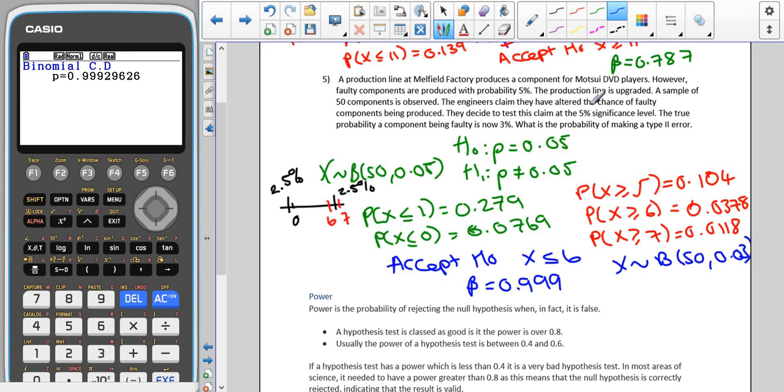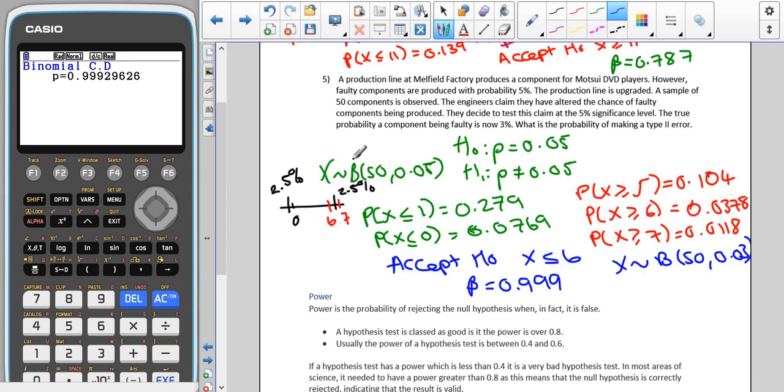Because they just say altered, they don't say improved or decreased or increased, that means that we're looking at a two-tailed test. So if we were doing a hypothesis test with this, our H0 would be that the probability was 0.05 and our H1 would be that the probability was not 0.05. And then we're told that we're investigating this at a 5% significance level. Because it's a two-tailed test, we're going to cut that 5% in half. We're looking at 2.5% at the bottom end and 2.5% at the top end.